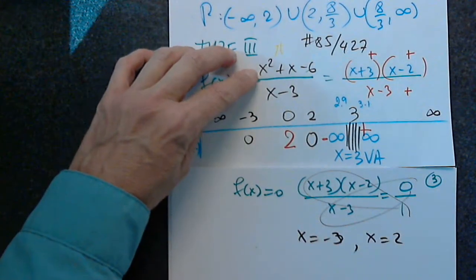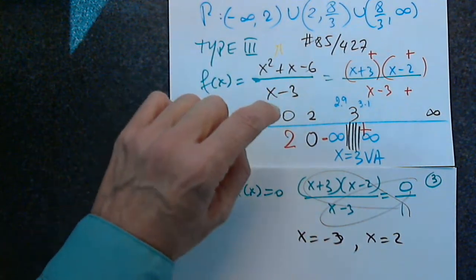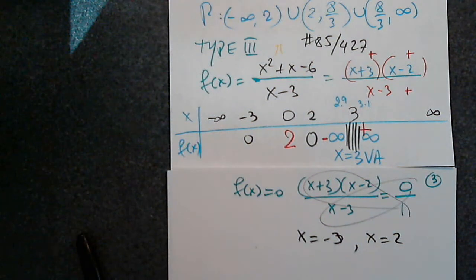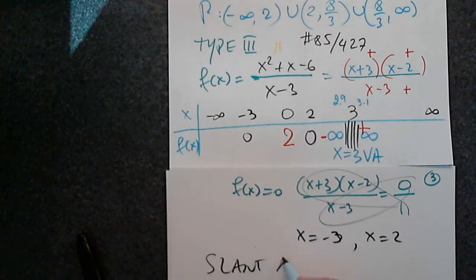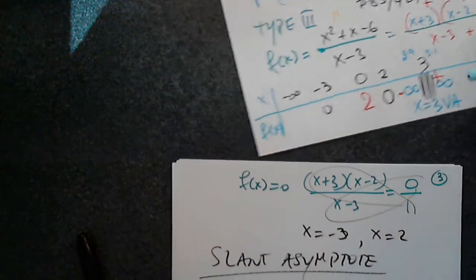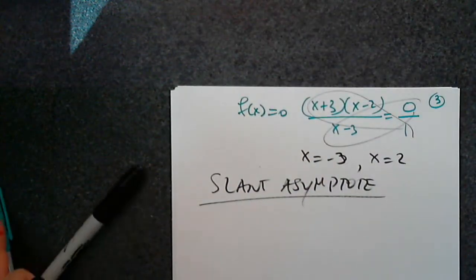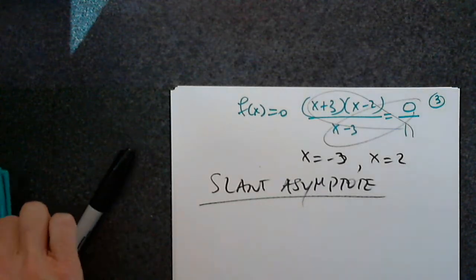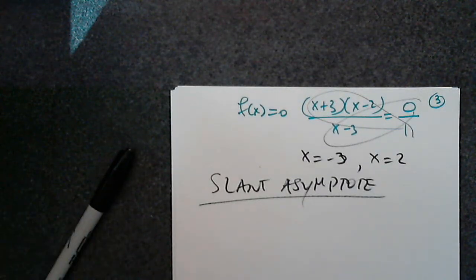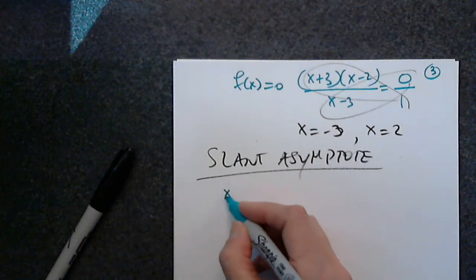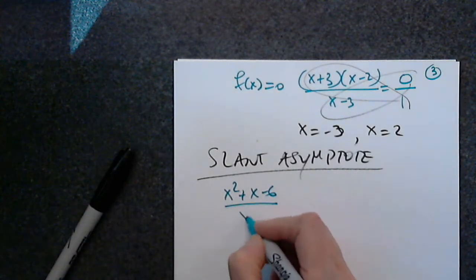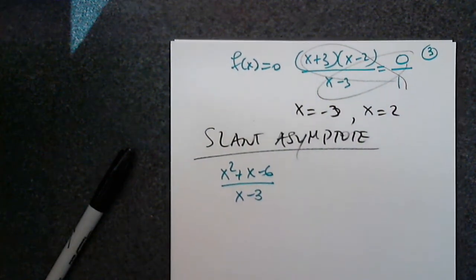Since the numerator has degree 2 and the denominator has degree 1, this function will not have a horizontal asymptote. Okay, so type 3 have slant asymptotes. Rarely more than 1, but it can happen. So how do I find the slant asymptote? Remember, it was x squared plus x minus 6 divided by x minus 3.